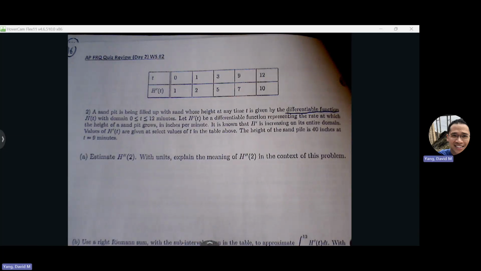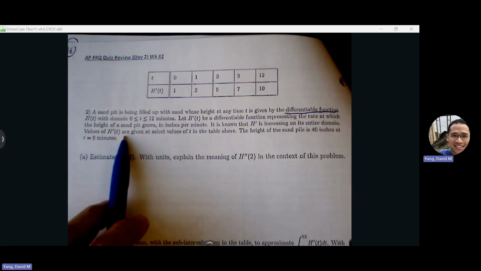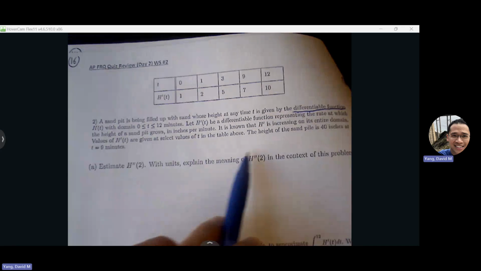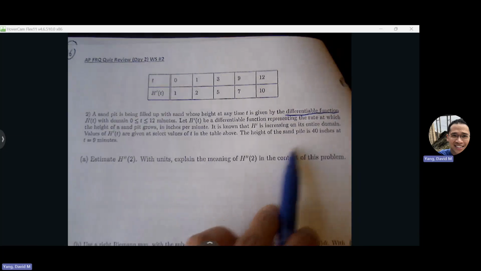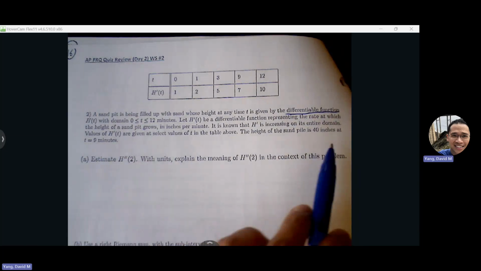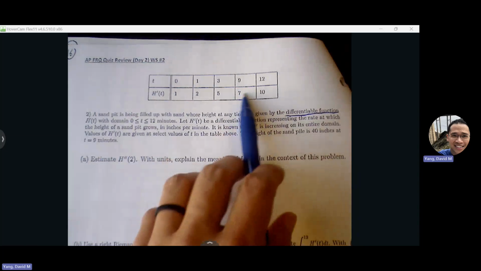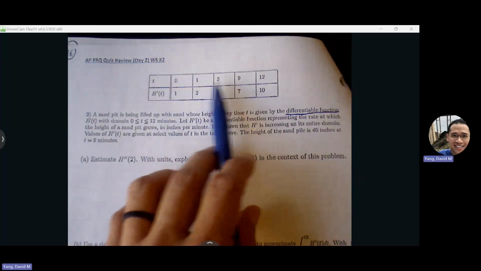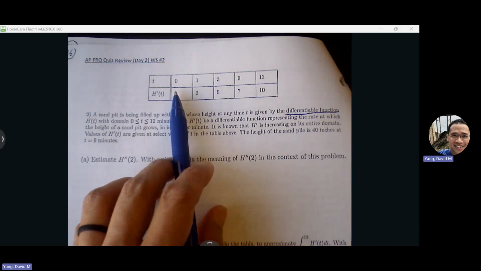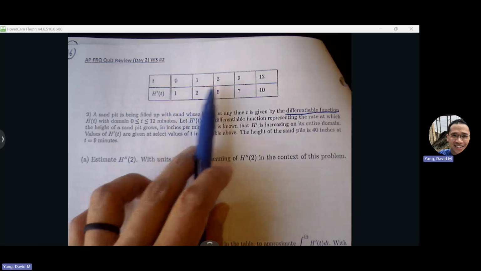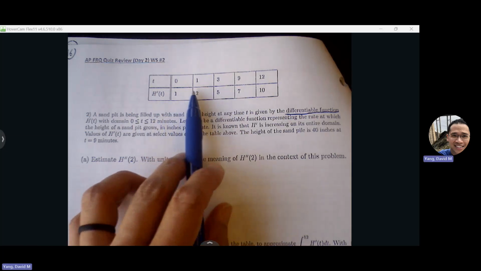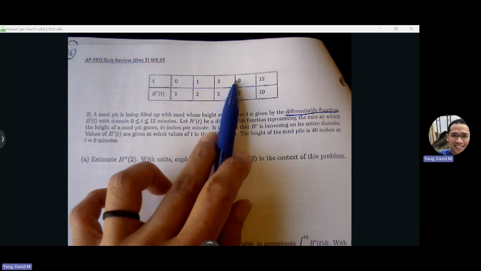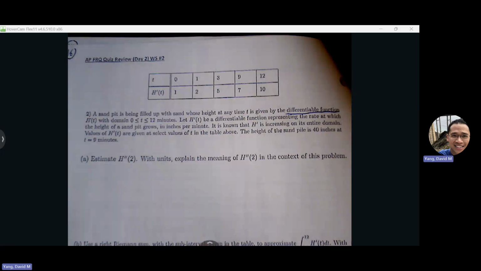We have an increasing rate over the course of this interval. Okay, values of h prime are given. The height of the sand pit is 40 inches at 9 minutes. Obviously it's going to start off lower than 40 inches, but by the time it gets up to 9 minutes, it's going to be up to 40 inches after all the increasing rate.